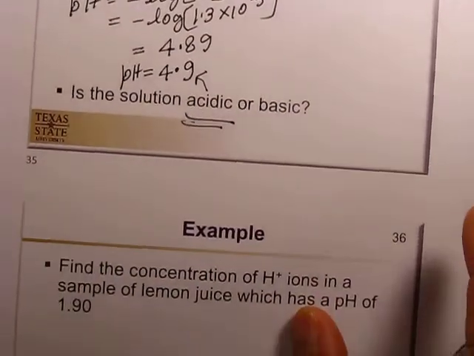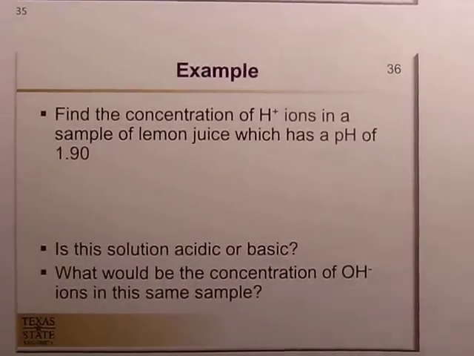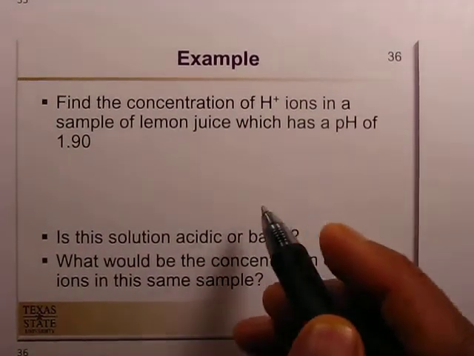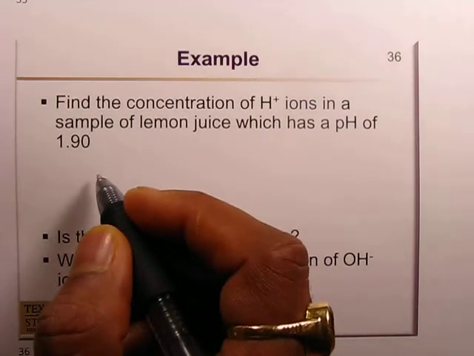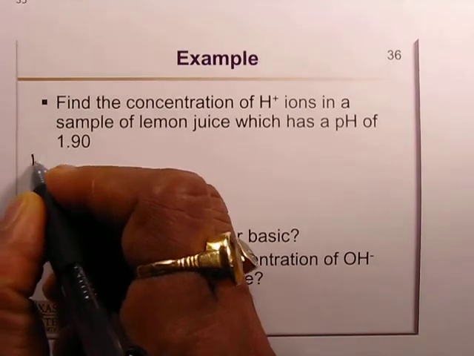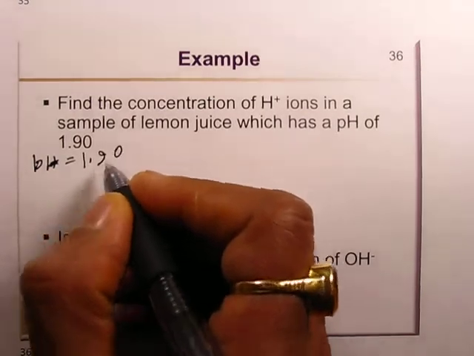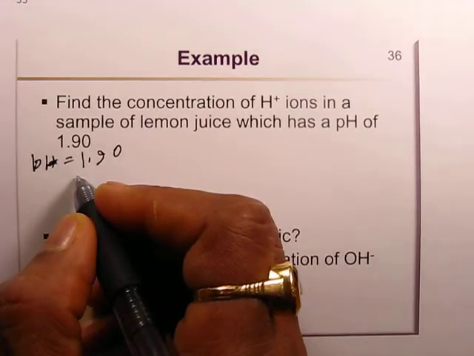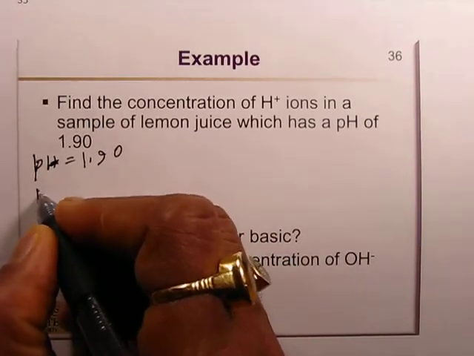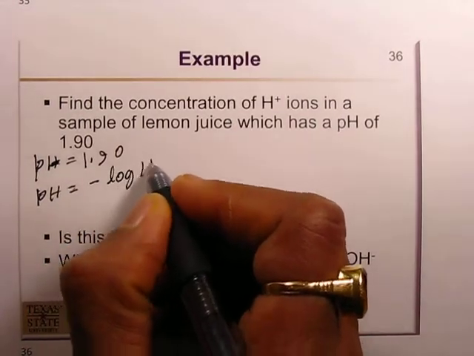Let's see another example. Find the concentration of hydrogen ion in a sample of lemon juice which has a pH of 1.9. So now they have already given the pH. So pH is equal to 1.90, and what we can do, if you remember the previous formulas, pH is equal to minus log hydrogen ion concentration.